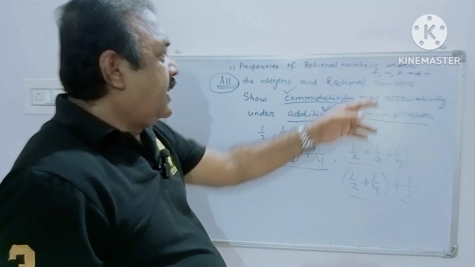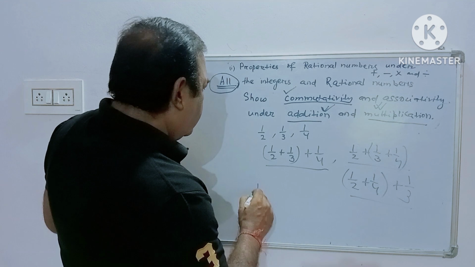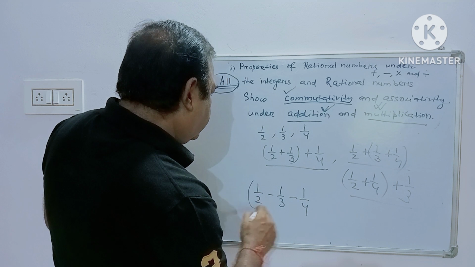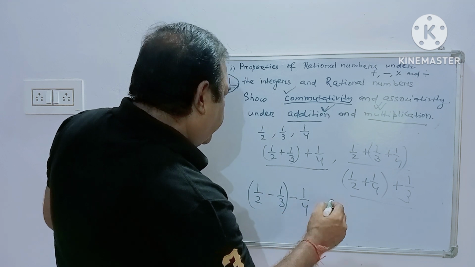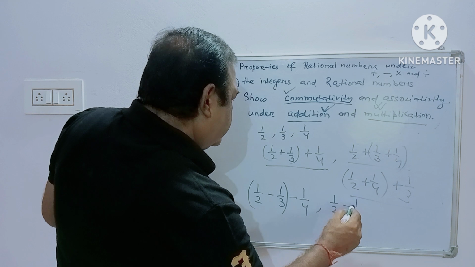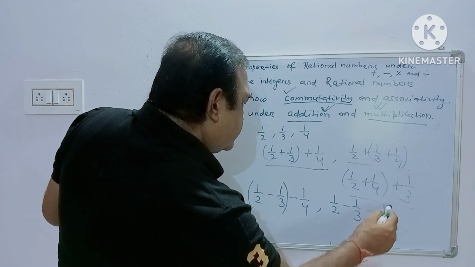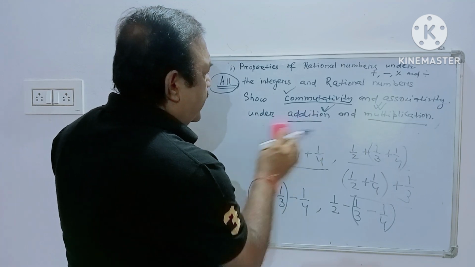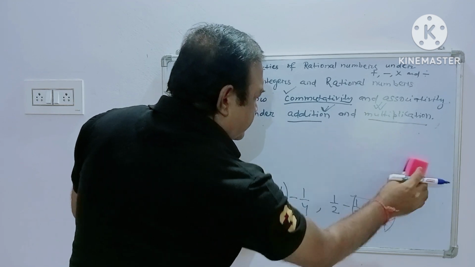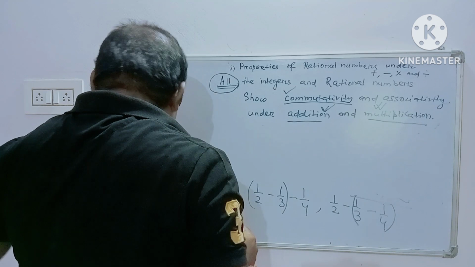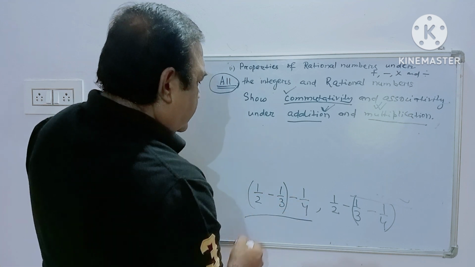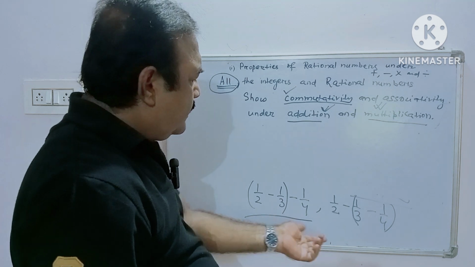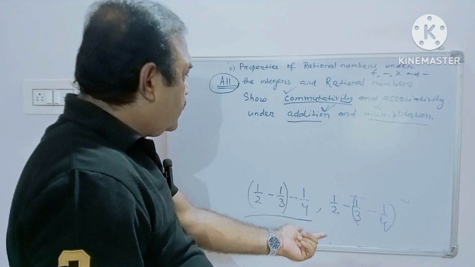And for subtraction, it doesn't work. How? You see. Again, I change the grouping of numbers. At least these two. I erase the first here. So finally, the difference we get here, both the differences will not be equal. Both the values will not be equal. You see.